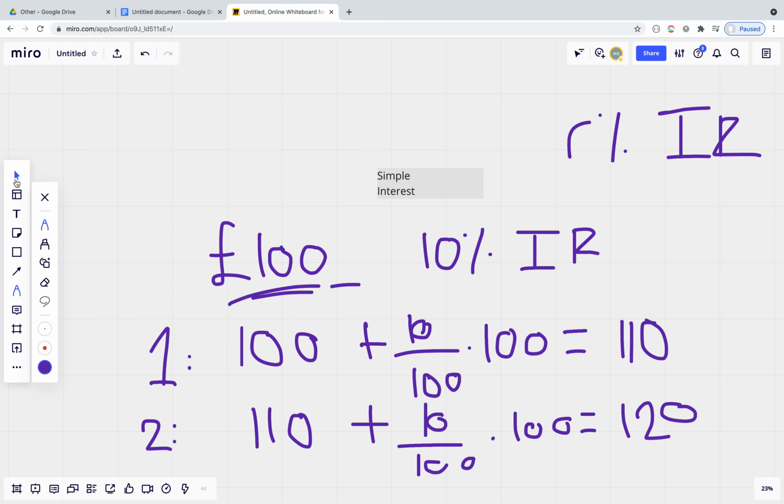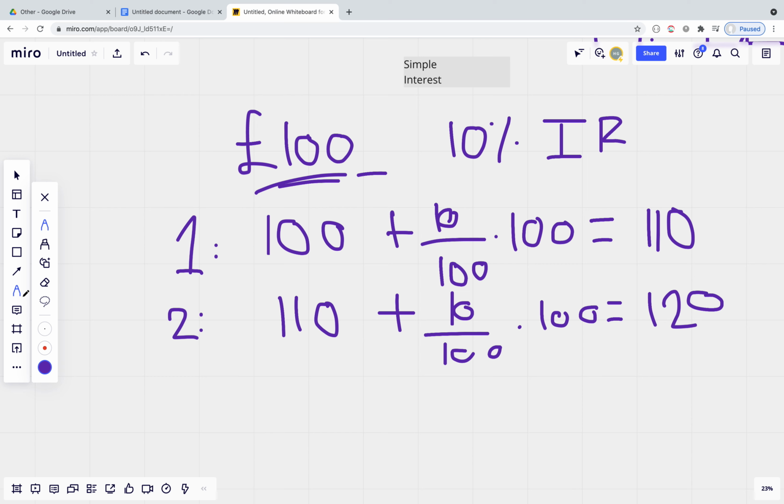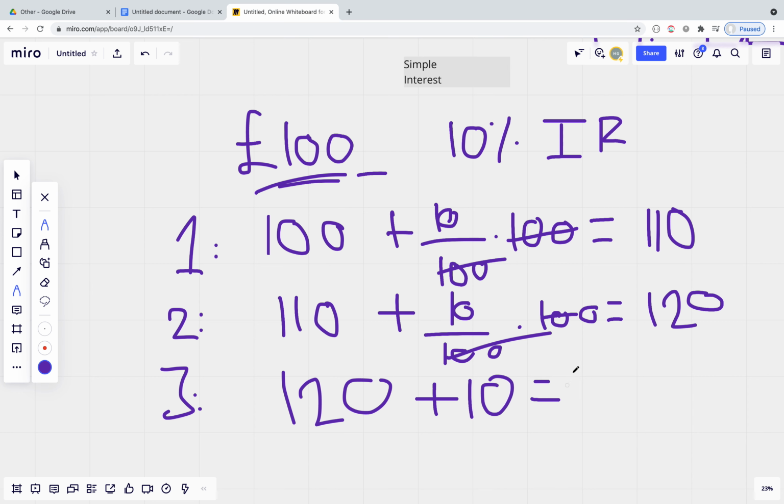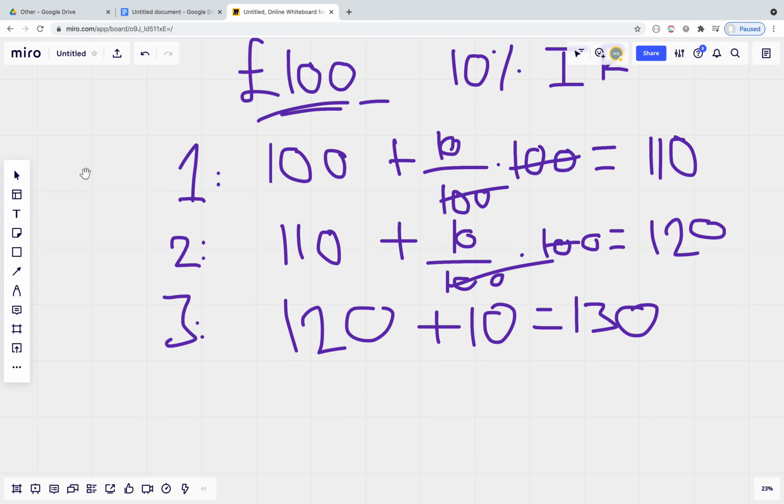So in year 3 as well, you would owe me 120 plus 10% of your £100, or plus 10, because we can cancel out this 100. So in simple interest, the amount we add on per year just remains constant. It remains 10. And I want to quickly generalize this because we can definitely form a formula for simple interest.